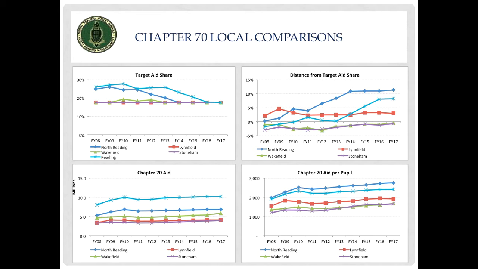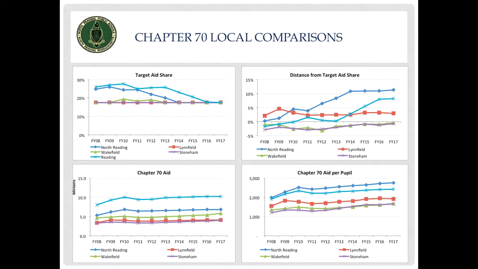So we are the furthest distance away. If you look at Wakefield and Stoneham, for example, the green and the purple, they are very close to their target or slightly below. They're getting slightly below their 17.5%, but very close to their target. Linfield is pretty close to their target, maybe 1% or 2% greater. And Reading is also relatively far away from their target, about 8 or 9% above their target.